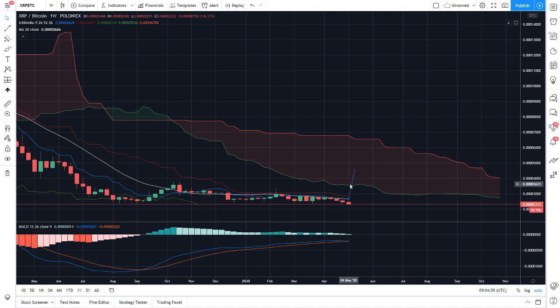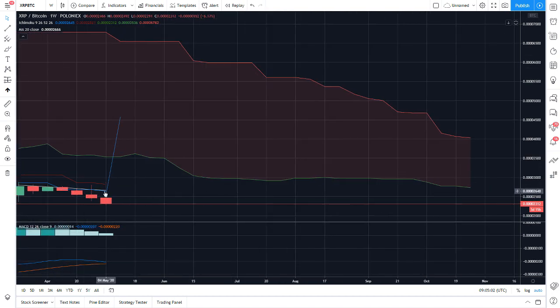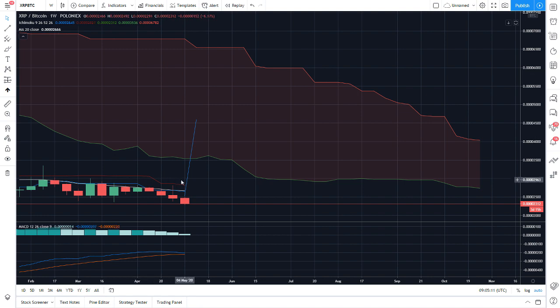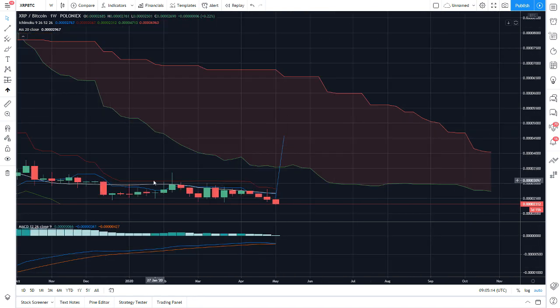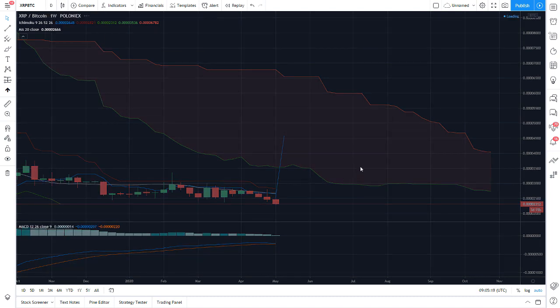So on the weekly time frame, we are below the 20-day simple moving average. We are below the resistance lines or support lines of the Ichimoku cloud. So we are beneath both the red line and the blue line, so they are going to act as resistance. Let's look at the daily time frame.